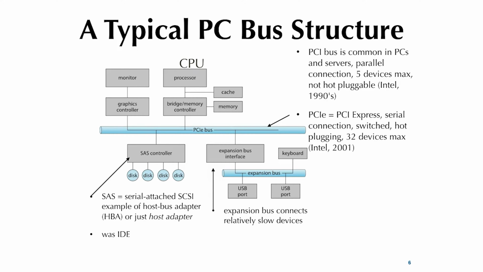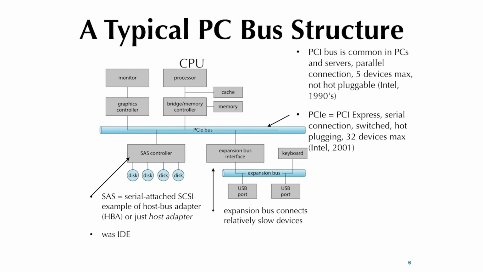This is what a typical PC bus structure looks like. Most PCs now have PCIe, or PCI Express. The little E stands for Express. Now you may have heard of PCI and PCIe. Nowadays it's mostly PCI Express. Previously, PCI was more popular. That was in the 90s, when Intel developed it mainly for servers, but quickly PCs all started using it.